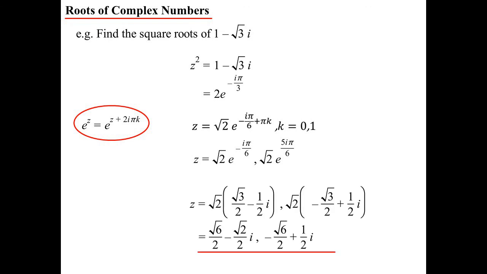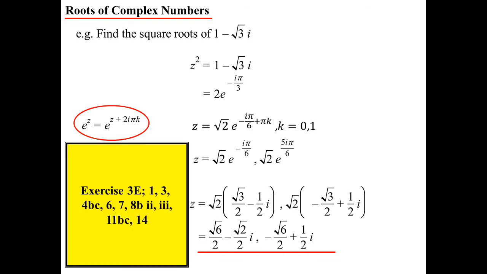Let's put them back into Cartesian form, and fortunately they're exact values. So we can find the sine of pi on 6 and the cosine of pi on 6. And there's our beautiful answer. Root 6 on 2 minus root 2 on 2 i, and minus root 6 on 2 plus a half i. Eh? No, it should be root 2 on 2 i, shouldn't it? Yeah. That's all the complex numbers.